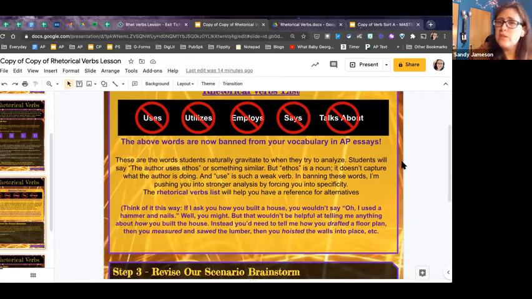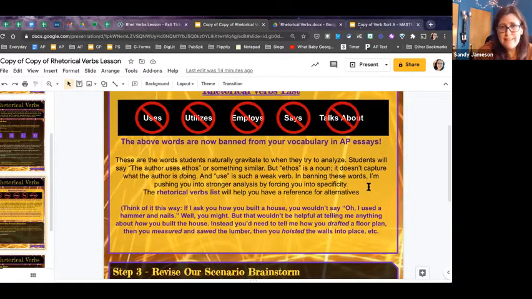As I mentioned before, these are the words that students naturally gravitate toward when they try to analyze. But all of these verbs lead us to nouns. The nouns don't capture what the author is doing. So when banning these words, I'm trying to push you into stronger rhetorical analysis by forcing you into specificity. This has worked really well for me in the past.